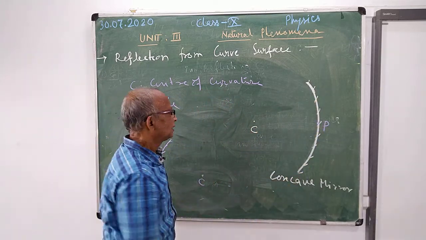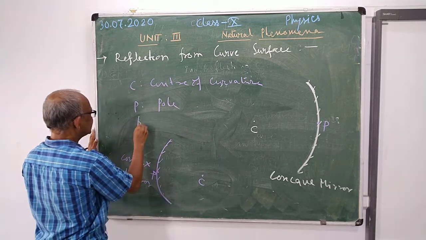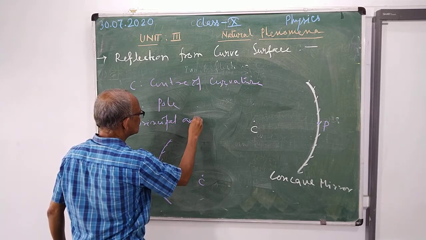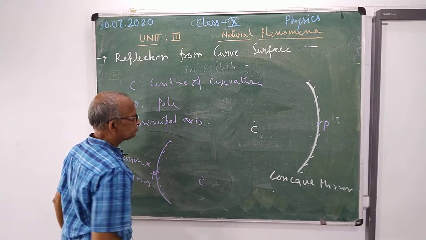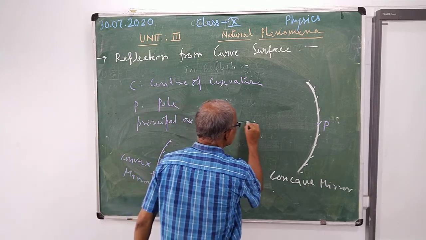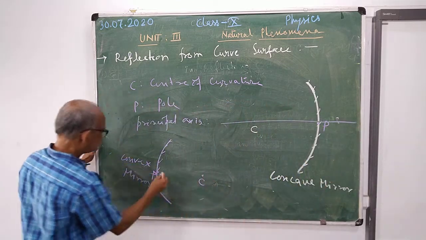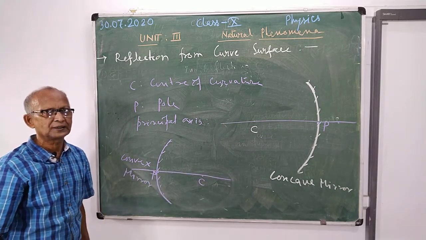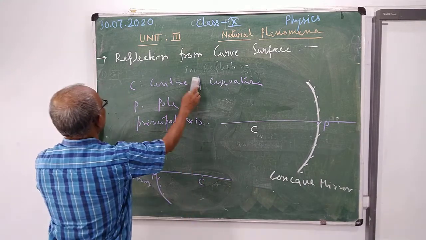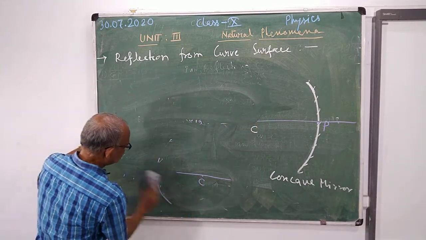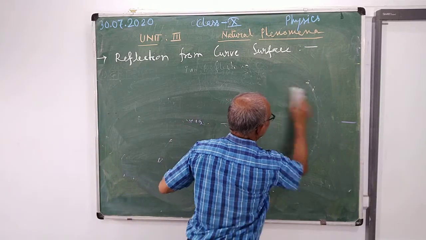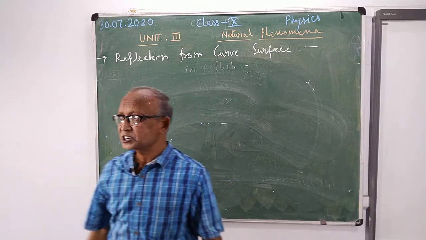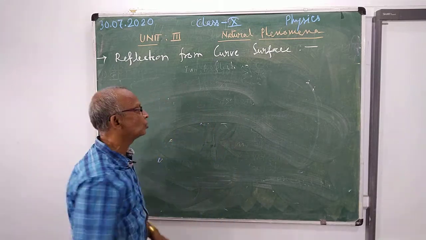Next, the principal axis. The line joining the center of curvature and the pole is called the principal axis. Here this is the principal axis. Alright? Next we shall try to draw how the reflection takes place from the concave mirror.